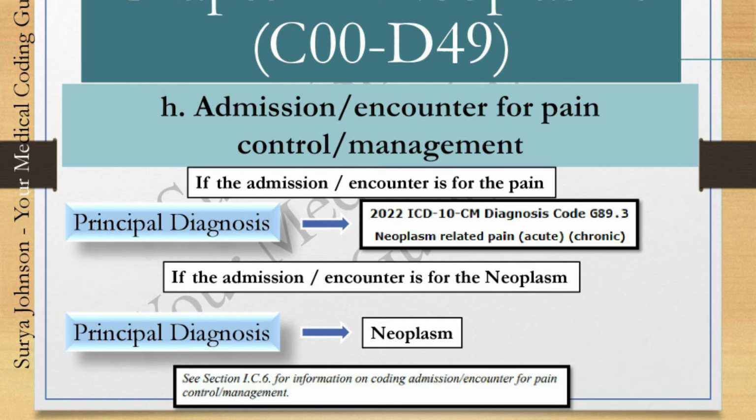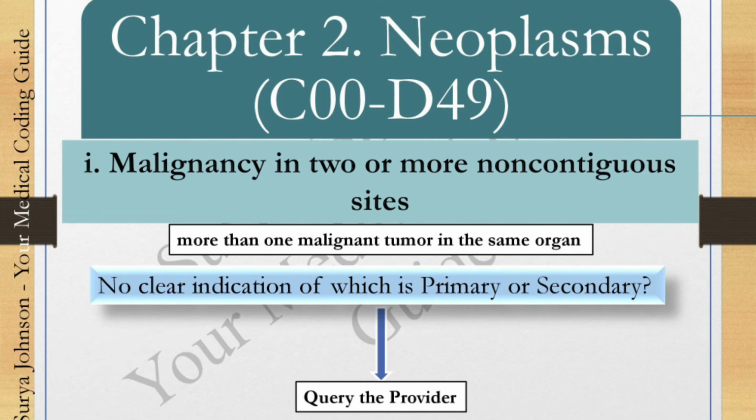So, the next one under the neoplasm is I, malignancy in 2 or more non-contiguous sites. Like the same organ sometimes will have more than one malignant tumor, multiple malignant tumors in the same organ. In this scenario, you do not know which is primary or secondary, it is not clearly indicated in the document. Then you will query the provider, ask the doctor or the physician, which one you should consider as the primary site, because in the same organ there are multiple tumors, right. So, you will be querying the physician or the provider.